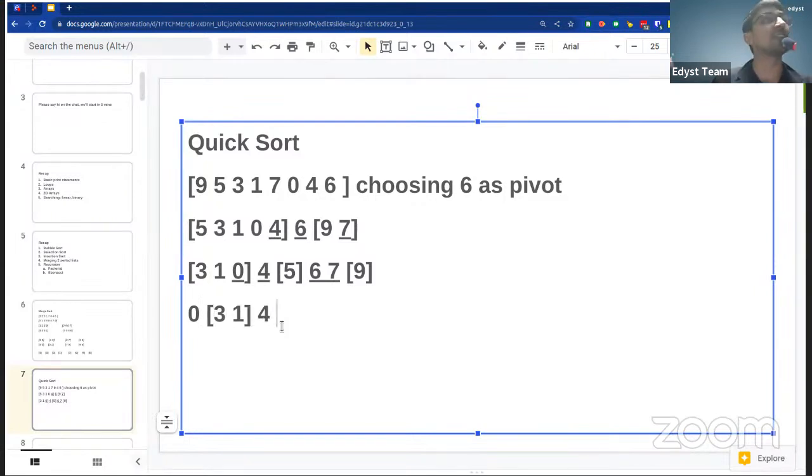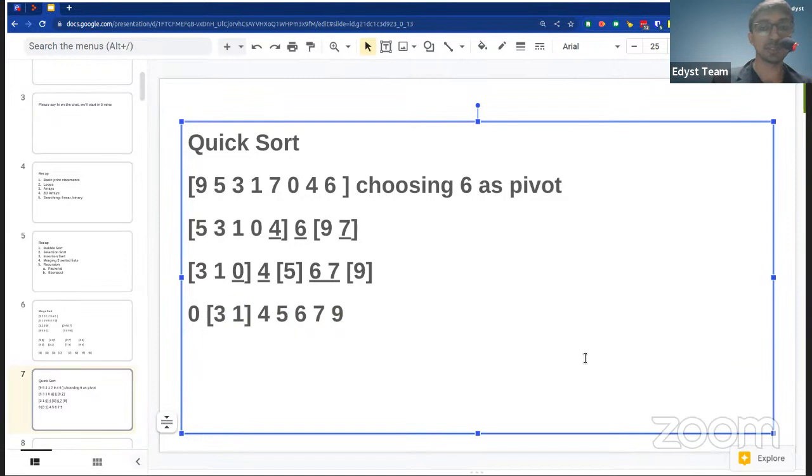We don't bother. 5 anyway only one number, so you just leave it as it is. 6, 7, 9. So all of 4, 5, 6, 7, 9 are in their correct position. 0 is in the correct position. Just have to apply quick sort to 3 and 1.